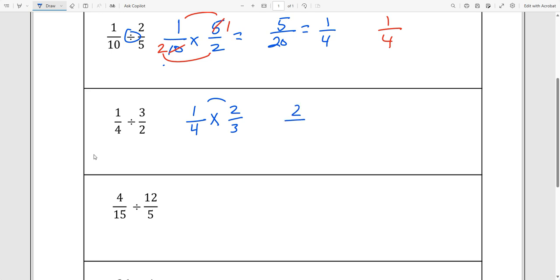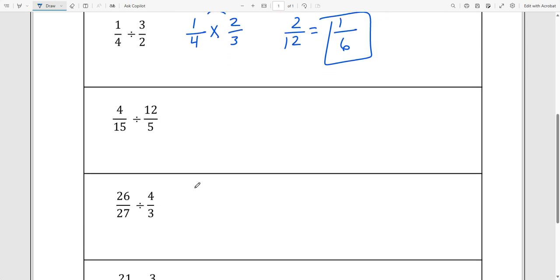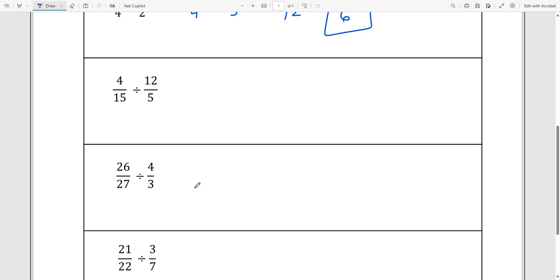Or again, you can just simply straight multiply. 1 times 2 is 2. 4 times 3 is 12, and now you can simplify afterwards. 2 goes into 2 one time, and 2 goes into 12 6 times. And so we have 1/6 for our answer. So again, you could have done the simplification first and get 1/6 also. All right, let's move on to the next question.